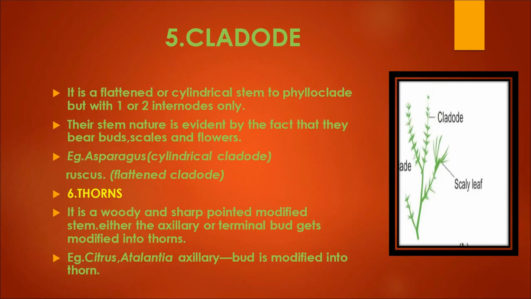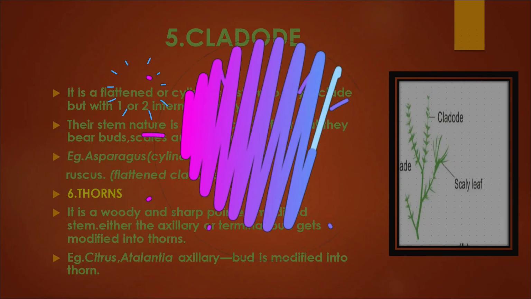Cladode is a flattened or cylindrical stem but with only 1 or 2 internodes. The stem nature is evident by the fact that they bear bud scales and flowers. Example, asparagus. Thorns: it is a woody and sharp pointed modified stem. Either the axillary or terminal bud gets modified into thorns. Example, citrus.